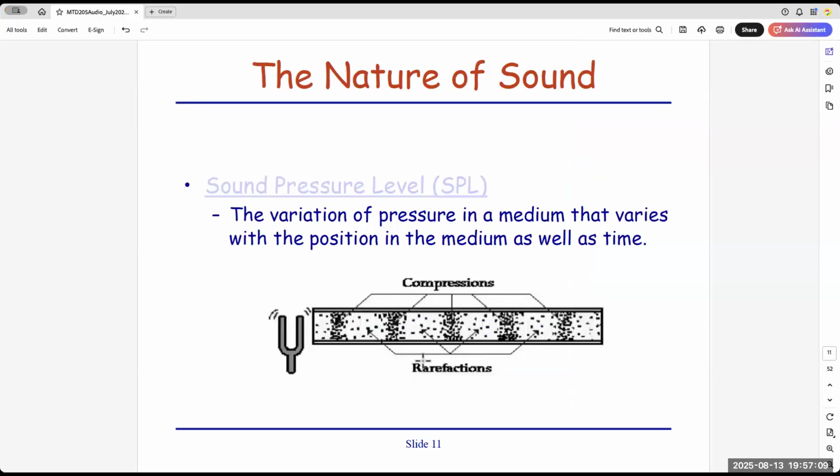So you can see that actually everything needs a particle in the medium. So in vacuum, there's no particle. So how does sound travel from one point to another point? It cannot be achieved because there's no particle to transfer energy.